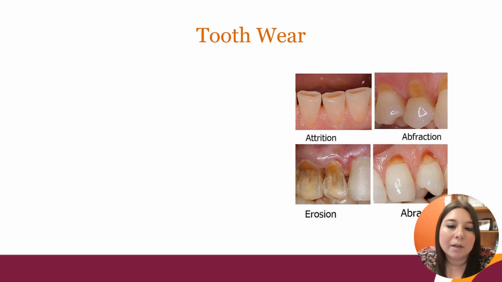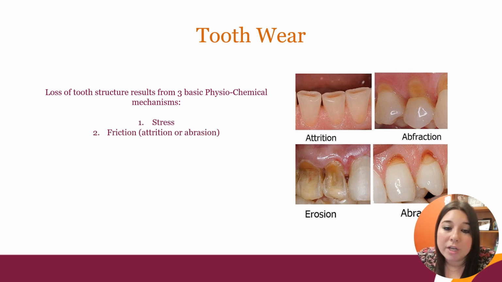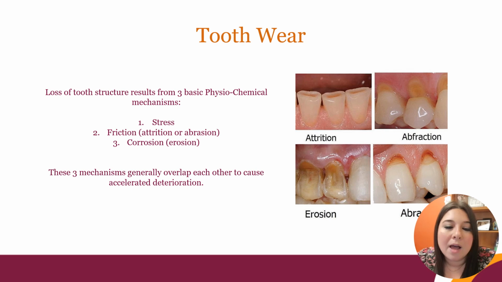Tooth wear. So loss of tooth structure results from 3 basic physiochemical mechanisms. 1, stress. 2, friction, which can be attrition or abrasion. And 3, corrosion, which can also be erosion. These 3 mechanisms generally overlap each other to cause accelerated deterioration.